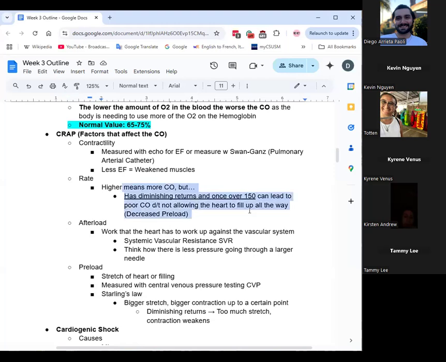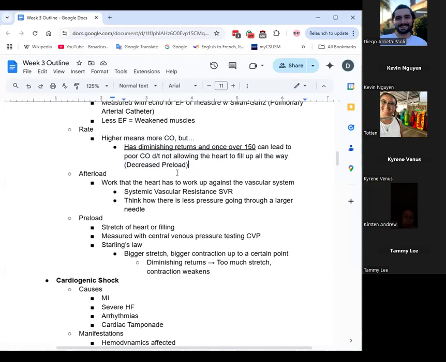So your atrial kick. People with AFib have a really fast atrial rate, but that can end up leading to a decreased cardiac output because of those diminishing returns that I mentioned prior. Then there's the afterload and the preload. Your afterload is the work the heart has to work up against the system. So think of how there is less pressure going through a larger needle.